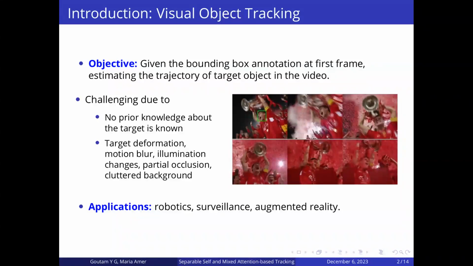This task is particularly challenging because we do not have any prior knowledge of the target, and in the video the object undergoes various challenges such as deformation, motion blur, illumination changes, partial occlusion, and cluttered background. And the tracking algorithm is expected to overcome these challenges and accurately localize the target object.